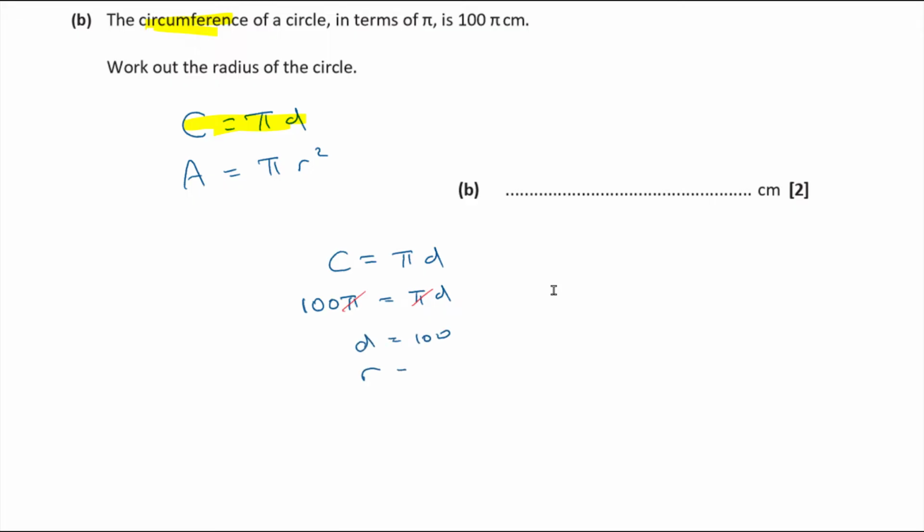So what's the radius then? The radius is going to be the diameter divided by 2. If that's the diameter, look, then the radius is going to be that bit there. It's half as long, isn't it?